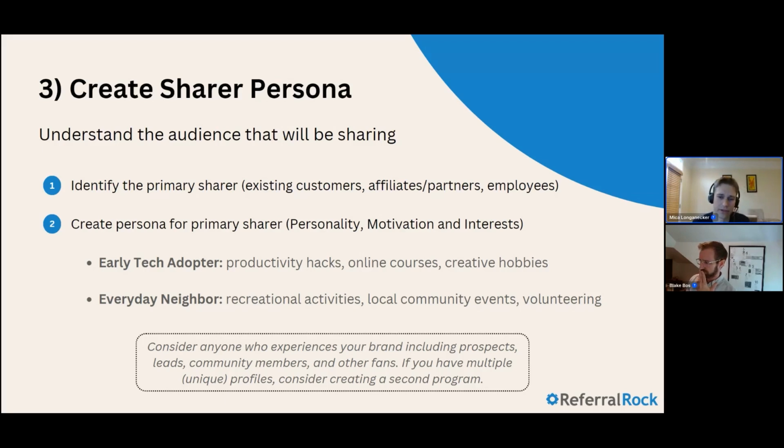And don't just consider one group. Think about anyone who's interacting with your brand, prospects, leads, community members. Ideally, you only have one primary share, and that's where you start from. But if you notice, hey, you have significantly unique profiles, maybe you want to consider a second program.